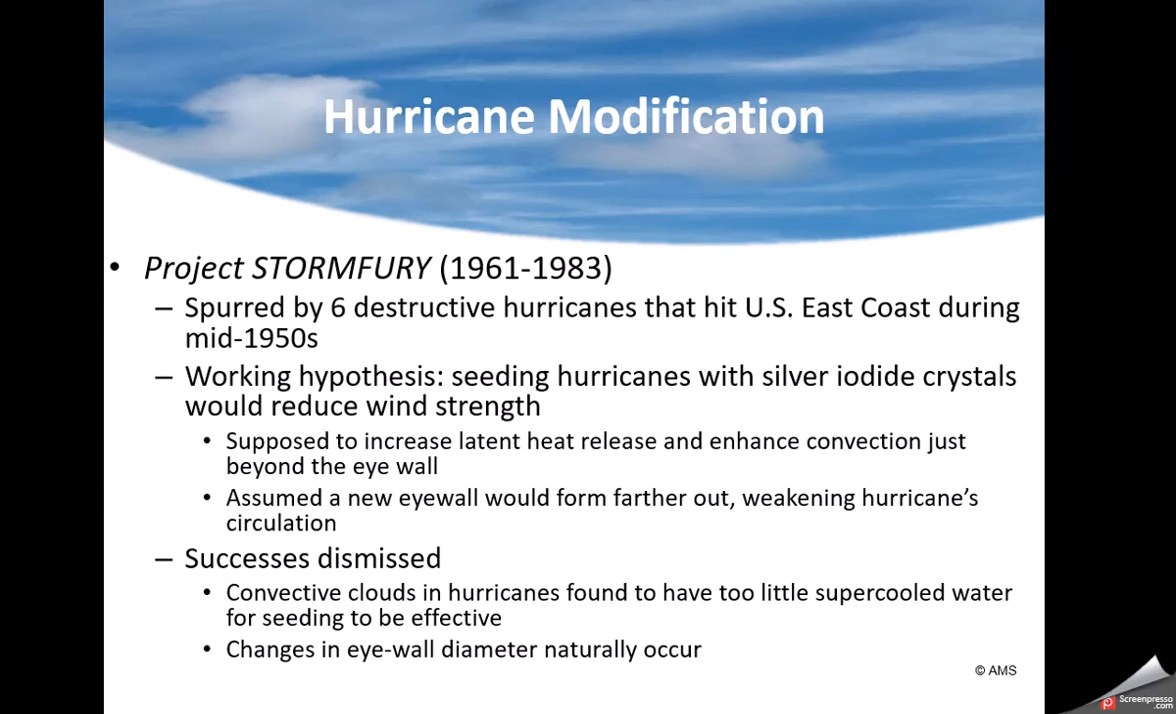Way back when, they used to try to modify hurricanes and discovered they weren't doing a very good job of it. One of the things was that they wanted to seed with silver iodide. What they were trying to do was increase the number of ice crystals in the hurricane. A hurricane's warm. It doesn't have that many ice crystals in it. And they discovered that eye walls actually change shape anyway. So they had no success with this.